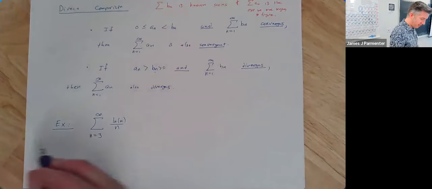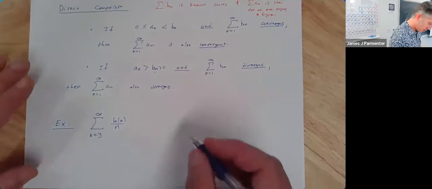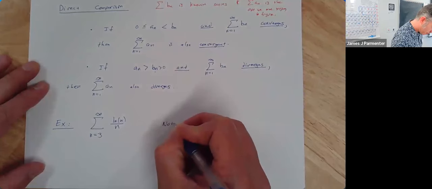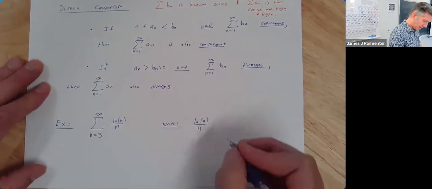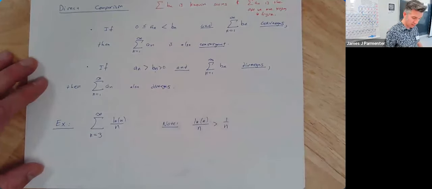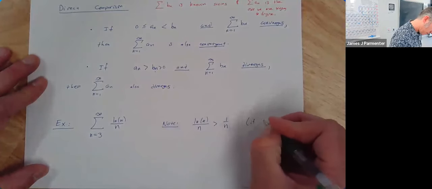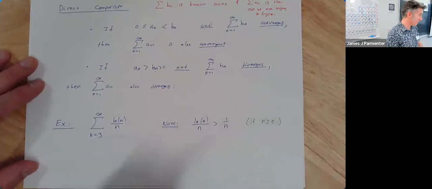So here, since I think this diverges, I'm going to compare it to something I know diverges. And the usual first choice is 1 over n. That's kind of your go-to choice of a series that is diverging. So note that the natural log of n over n is bigger than 1 over n, as long as n is bigger than or equal to e. And it is, because we're starting at n equals 3, which is bigger than e.